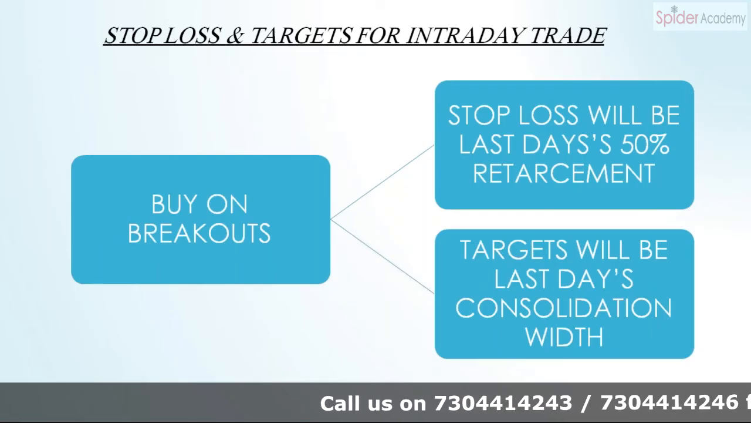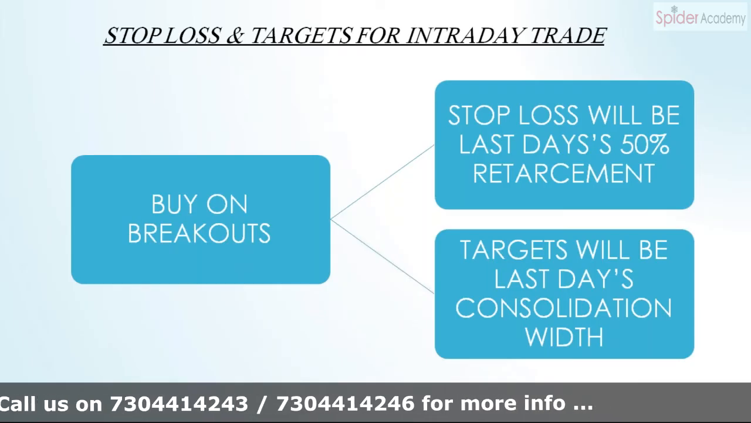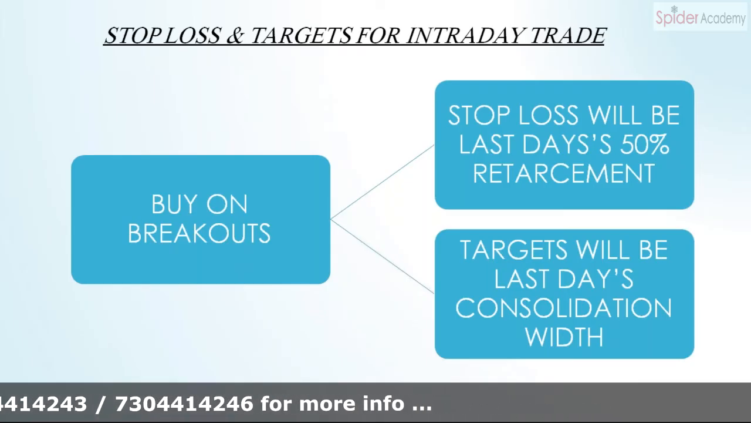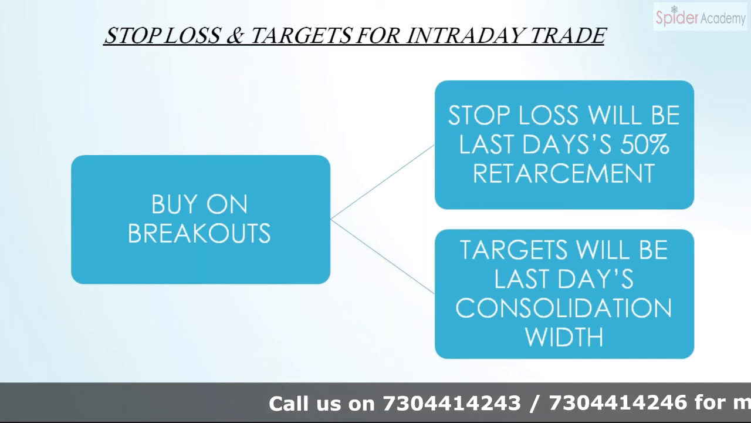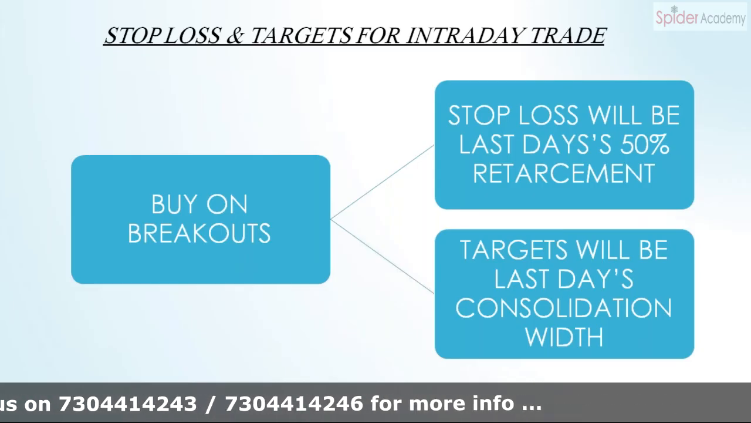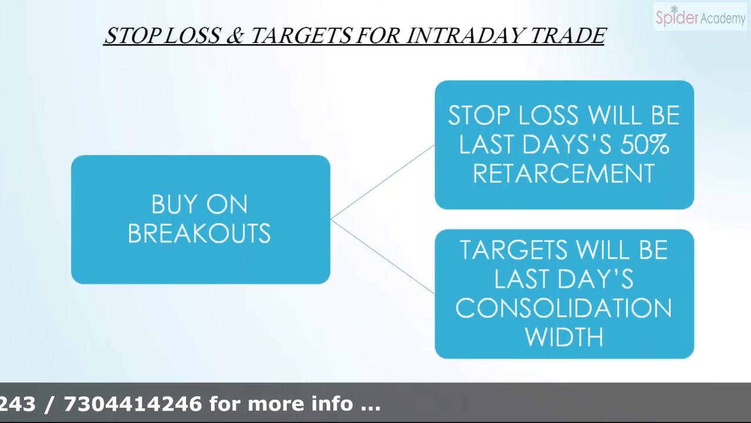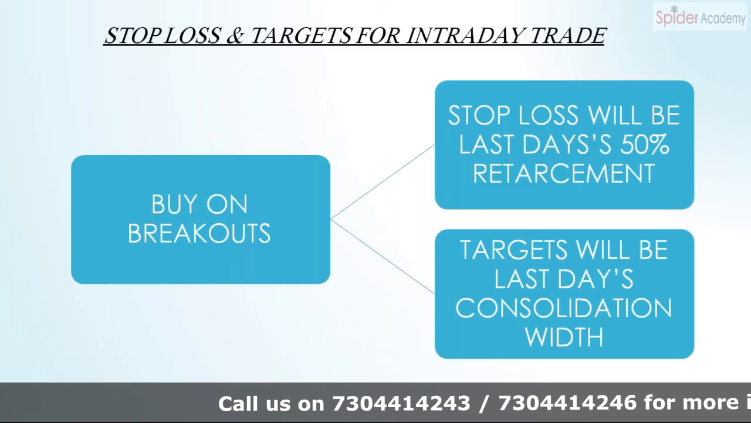Coming to the second one, there is buy on breakout. Whenever you are buying on breakout, your stop loss will be last day's 50% retracement level. If last day there was a 300 points movement, then 150 points will be your stop loss. That is the 50% retracement level of the last day, and your target will be the consolidation bit. Suppose last day Bank Nifty has moved from low to high by more than 400 points. If that high is crossed today, you can see another 400 points movement in Bank Nifty in today's session as well. Your stop loss will be 150 points, which is the last day's 50% retracement level.